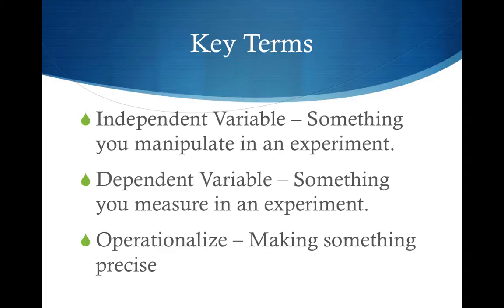So basically, independent variable is something you manipulate in an experiment, something that a researcher or investigator manipulates. Dependent variable is something that you measure in an experiment. It's something that is measured, something that will be the effect. Independent variable is a cause, dependent variable is an effect.